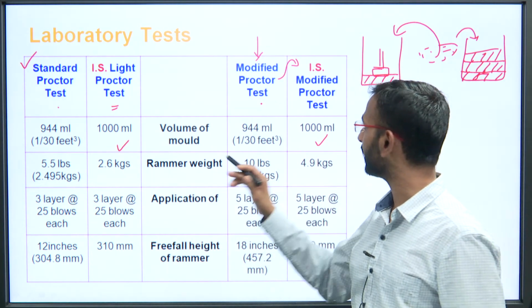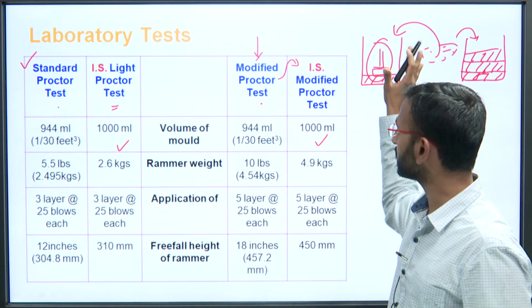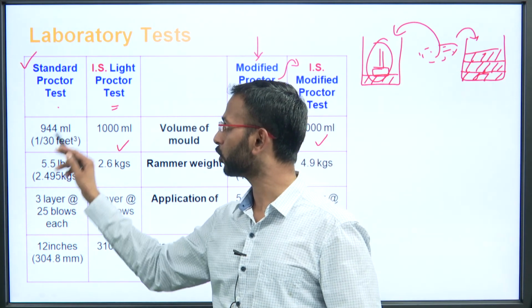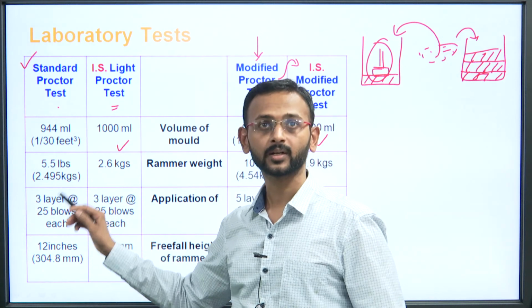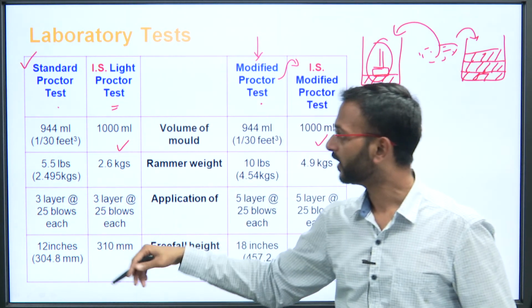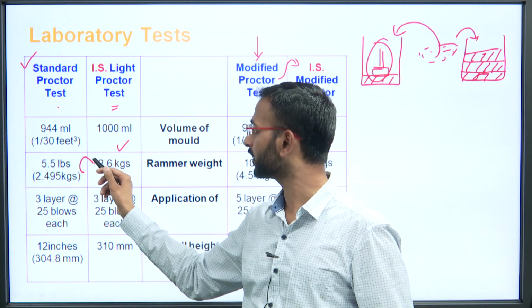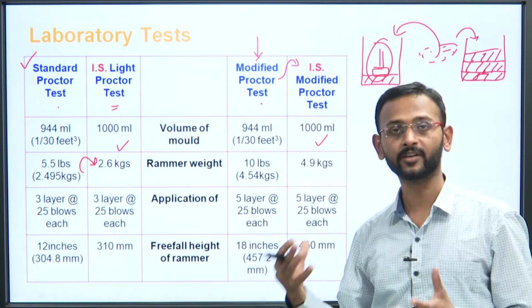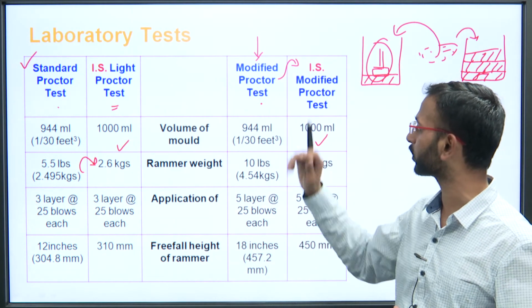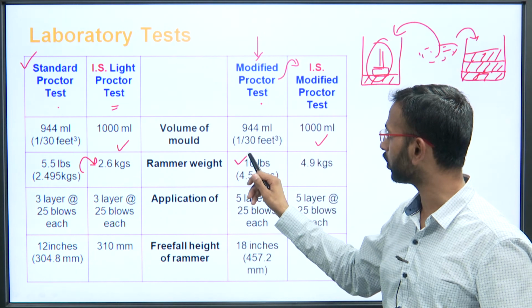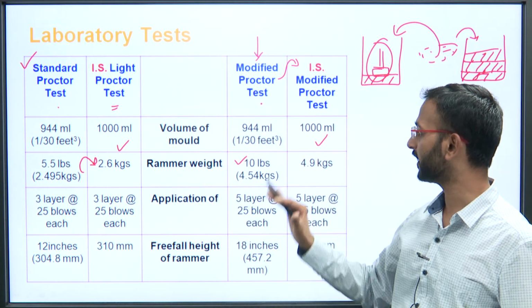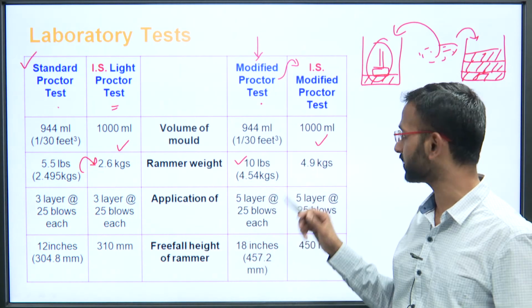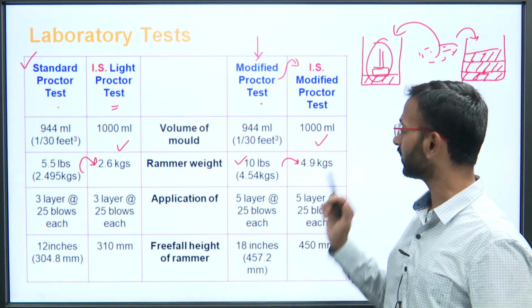When we talk about the rammer weight, that is the rammer you use here, its weight has also been specified in the code. When we talk about the standard Proctor, it is 5.5 lbs, that is 2.495 kgs, and for Indian conditions it has been modified to 2.6 kgs. When we talk about the heavy Proctor test or the modified Proctor test, the weight has almost doubled, from 5.5 lbs to 10 lbs, that is 4.54 kgs, and for Indian conditions it has been specified as 4.9 kgs.